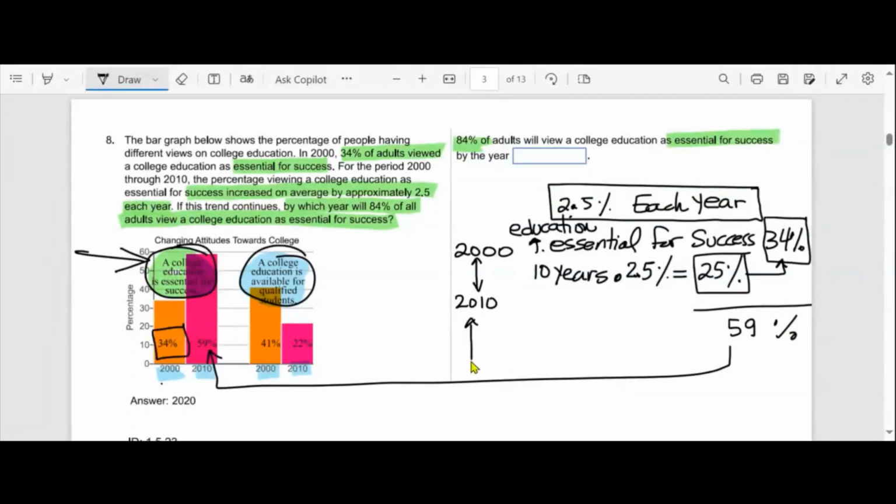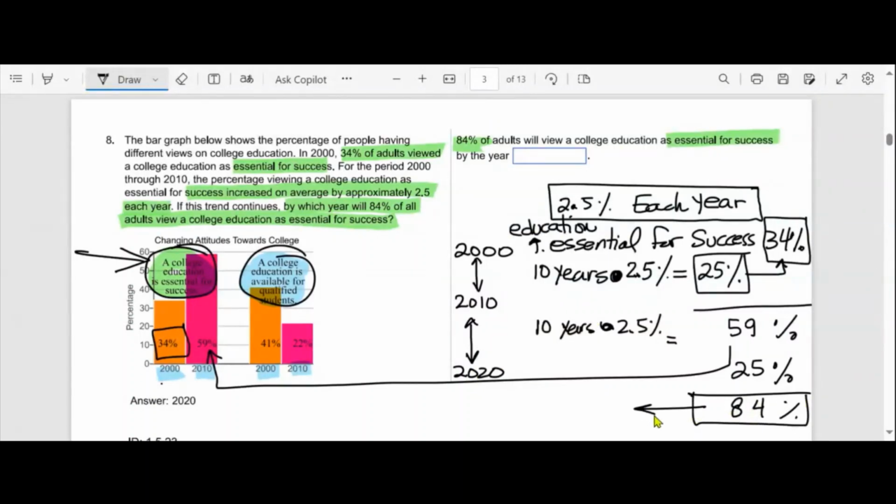Right. What if they go until the year 2020? How many years more? 10 years. 10 times what? 2.5. Right. And that gives you how much more? 25%, yeah. So how much is this total? 84%. So what year will 84% think that education is essential for success? What year? 84. 2020, yes.